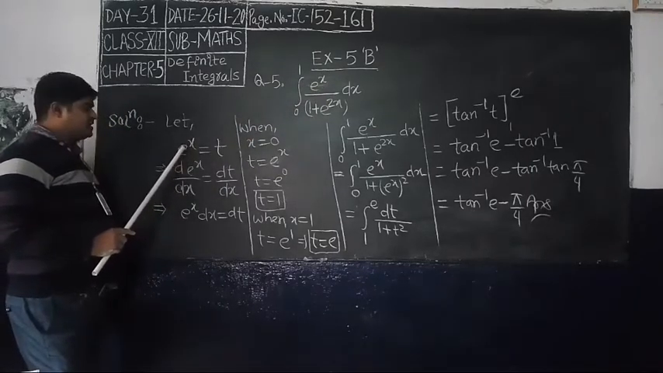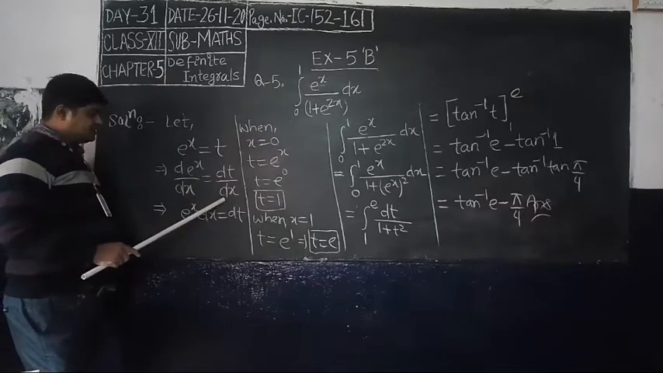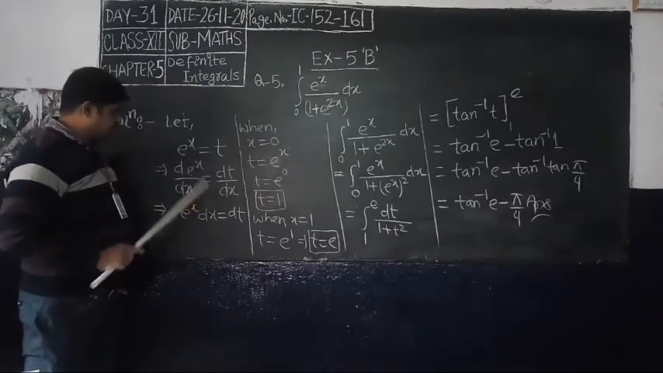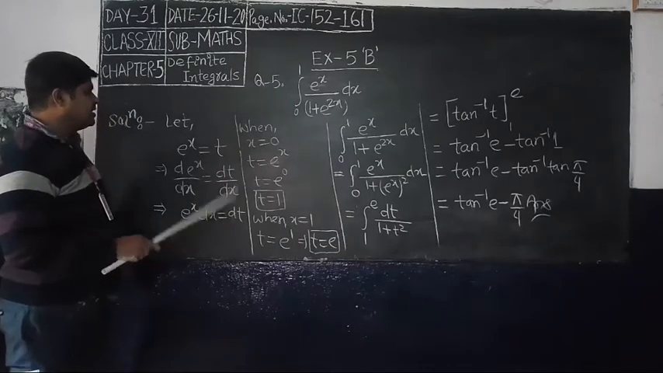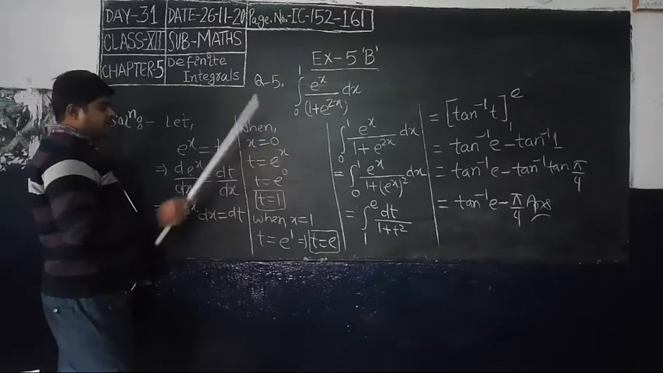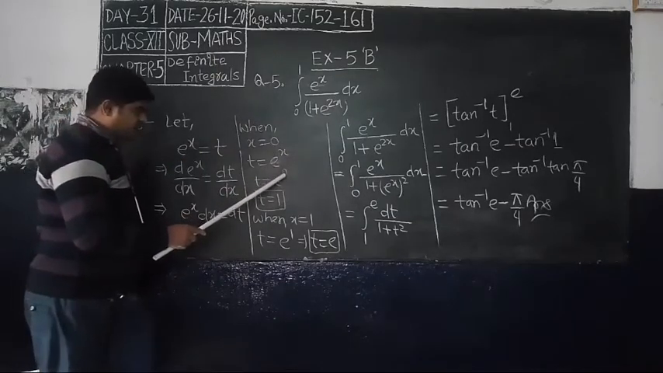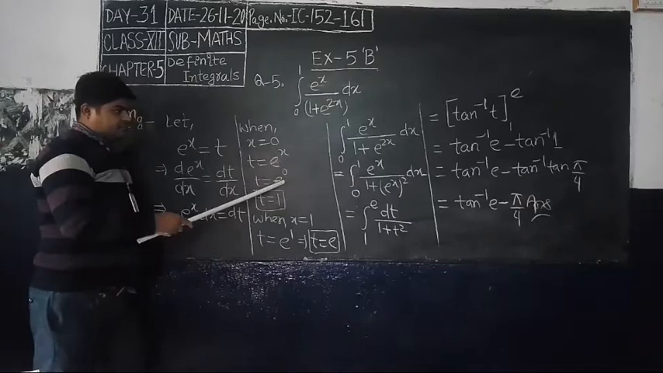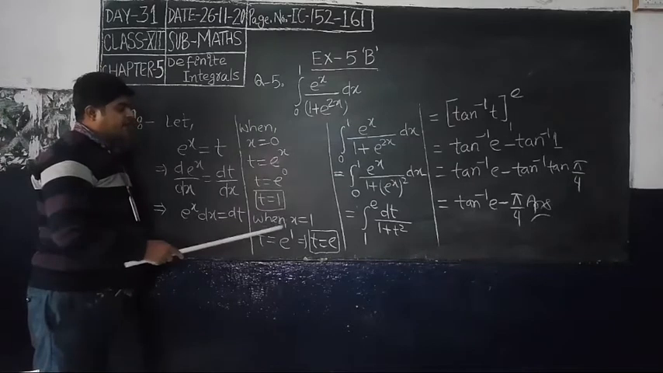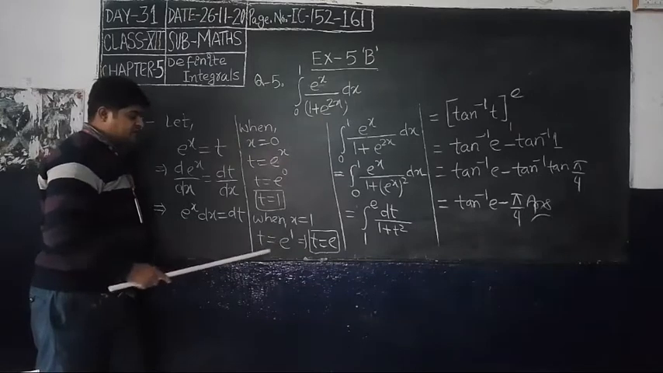Then you have to find the first derivative of the given function: d e to the power x by dx is equal to dt by dx. You know the first derivative of e to the power x is the same e to the power x, and this gives dx is equal to dt. Now change the limit. When x is equal to 0, t is equal to e to the power 0. You know power 0 of any digit is equal to 1, so t is equal to 1. When x is equal to 1, then t is equal to e to the power 1, that means t is equal to e.